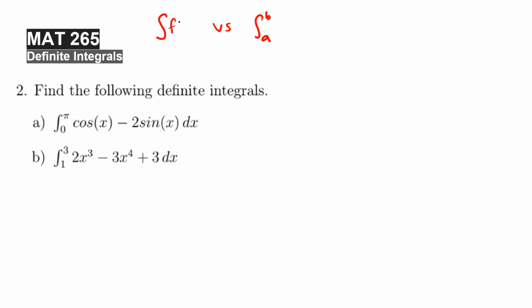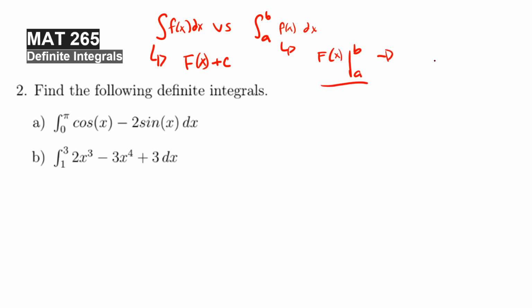Let's say that we're integrating some f of x dx. So without bounds, we're going to get an answer, the antiderivative of f of x, big F, and then we write plus c. But with the definite integral, we get that big F of x, and then we draw that line and evaluate it at a and at b. When we do this notation, it's going to be big F of b minus big F of a.